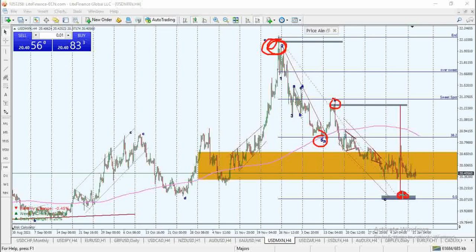All right, we're looking at a possibility that price could complete that pattern inside of this zone. So we're looking at the next drop back into this zone. Once price hits this zone, then we are in a trade.